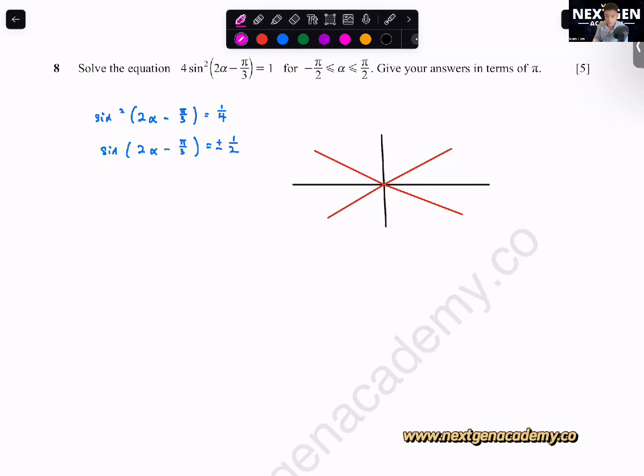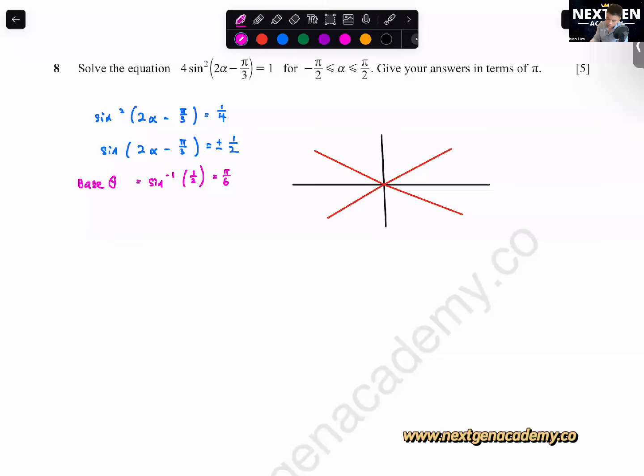Base angle I won't use alpha because we already used that symbol. So let's write here base theta, or you use any other alphabet. So base theta equals to inverse sine 1 over 2, which you'll get pi over 6. Okay, so this is your base angle.